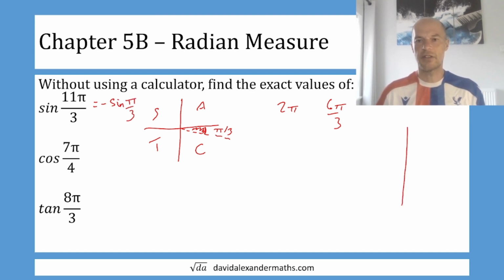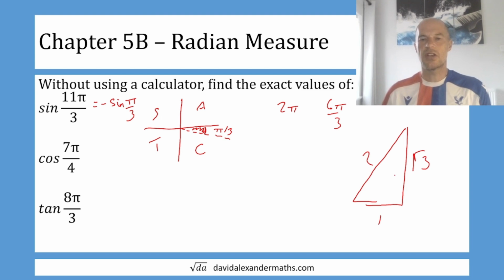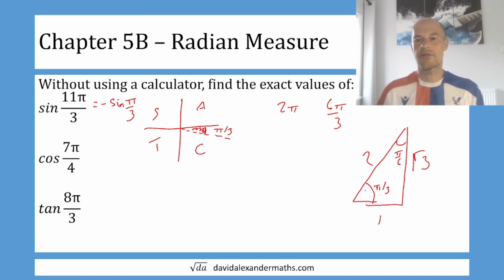Okay, so now I'm going to think of this with triangles. So 1, 2, root 3. So pi over 3, you might be thinking pi over 3 is 60 degrees, which is this angle here. So this is my pi over 3 and this is the pi over 6. So what is the sine of pi over 3? The sine of pi over 3 is root 3 over 2. So this one here is root 3 over 2.